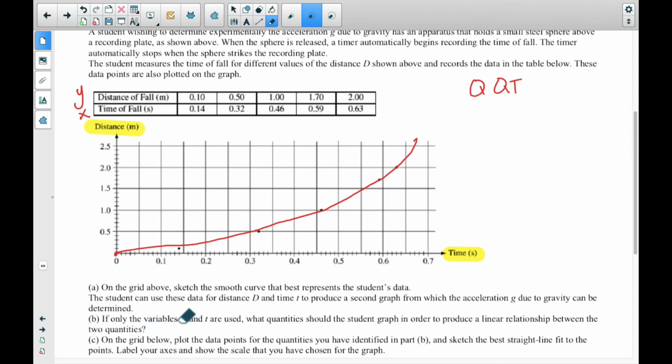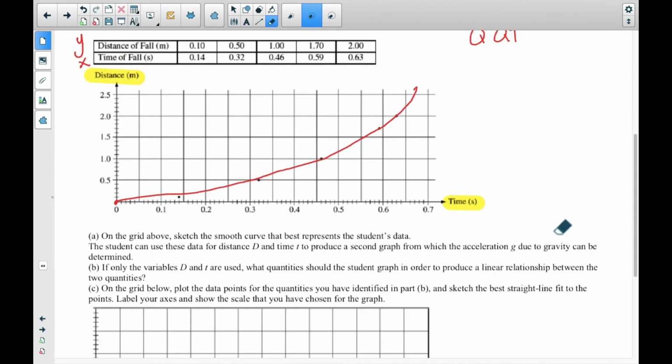Now it says the student can use these data for distance d and time t to produce a second graph from which the acceleration due to gravity can be determined. So, question B: if only the variables d and t are used, what quantities should the student graph in order to produce a linear relationship between the two quantities? In other words, how do we change this graph from what it looks like here into a straight line?